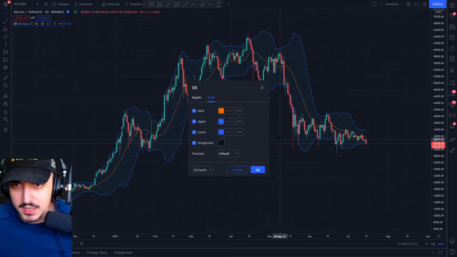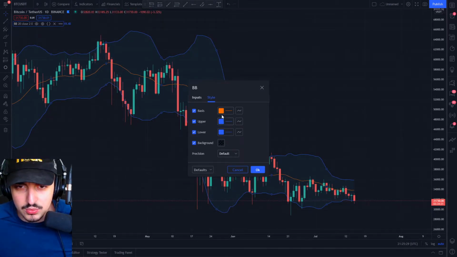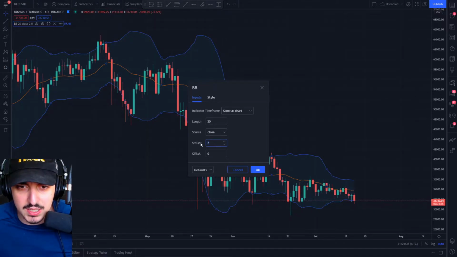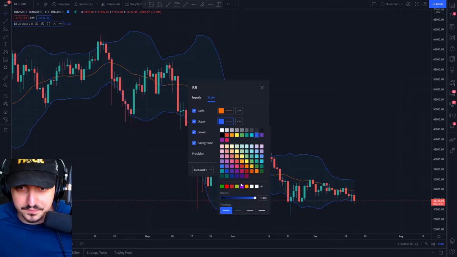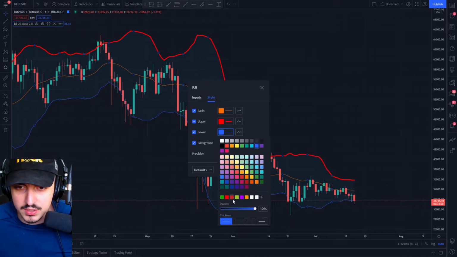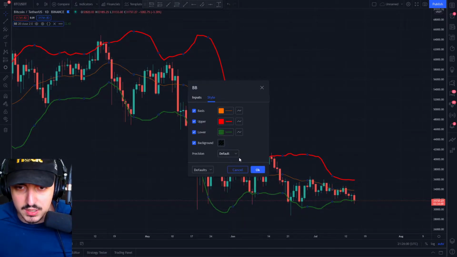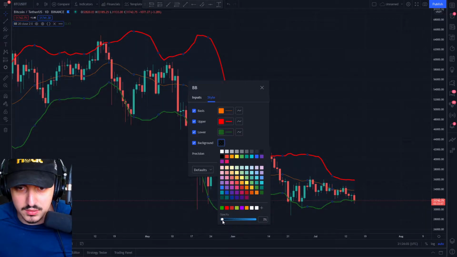So these are my settings, and I usually like to use these. Over here in the input section, we are going to leave it as is. The standard deviation is 2, the length is 20, the source is close. Just click on style, and let's click on upper, and we're going to make the upper one red. Let's make it a little bit thicker. Let's click here, click on a green color, and make it a little bit thicker too. And let's remove the background color, the opacity, so we can see it better. Like this.